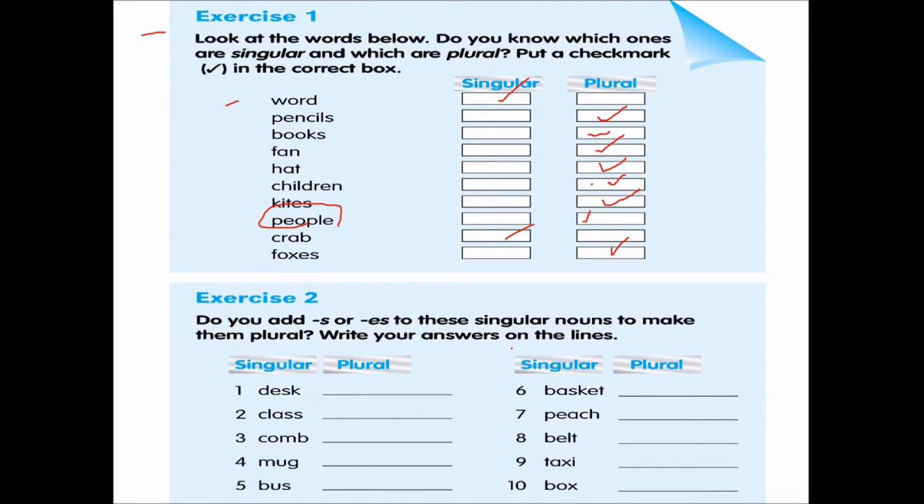Then, do you add S or E-S to these singular nouns to make them plural? Write your answers on the lines. So, desk, desks. Class, classes. Mug, mugs. Bus, E-S, buses. Basket, baskets. Peach, peaches. Belt, belts. Taxi, taxis. And then box, boxes.